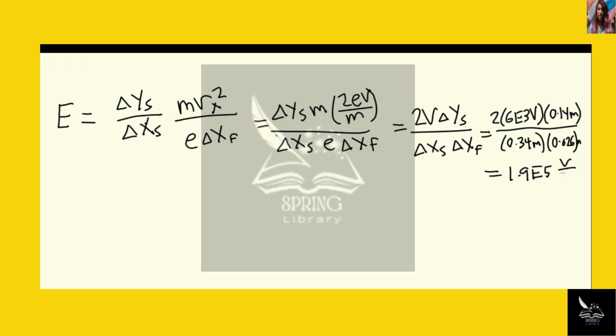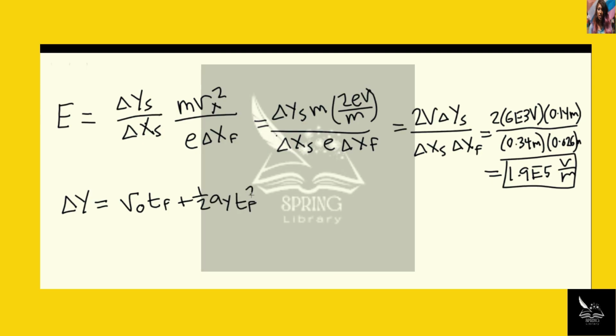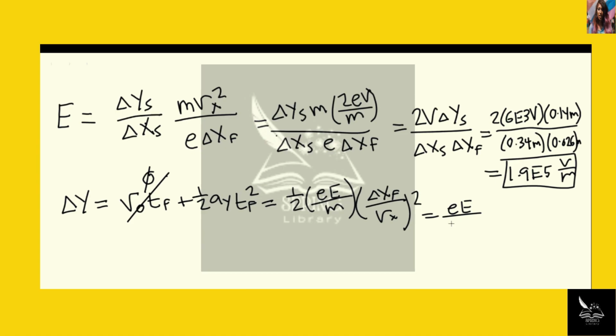Finally, you can say the total delta y of our deflected particle is just its initial velocity times field time plus 1/2 acceleration in the y direction times field time squared. This is just a kinematic equation for constant acceleration. We assume it has no initial velocity, so that goes away. And we're left with 1/2 little e big E over m times delta x in the field over Vx squared, which will simplify down fairly nicely. Delta x field squared all over 2eV over m.